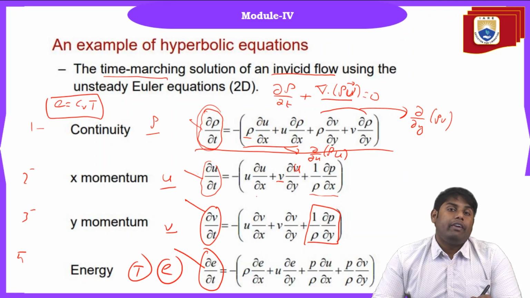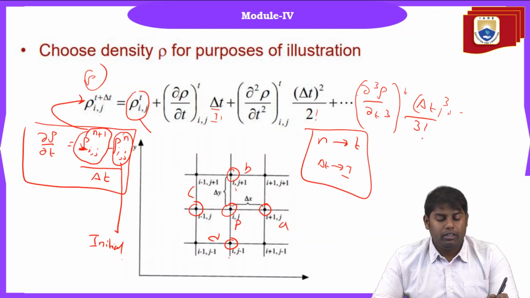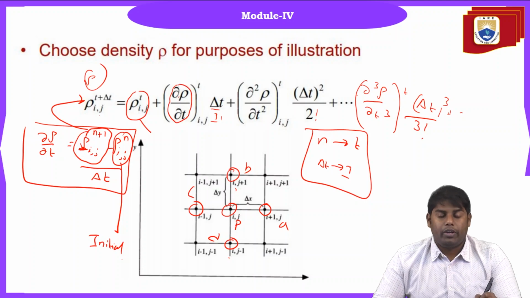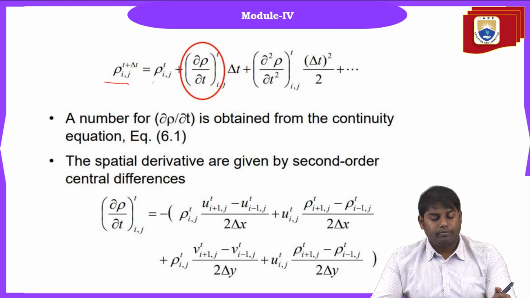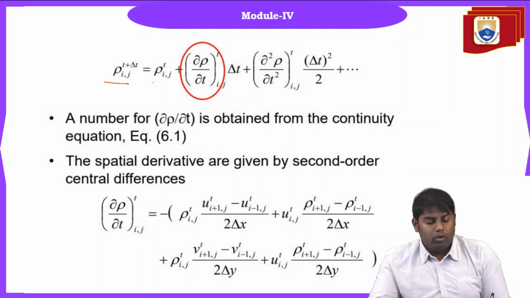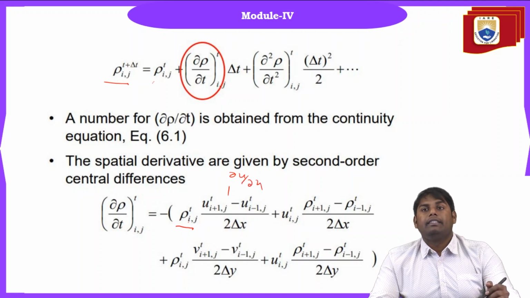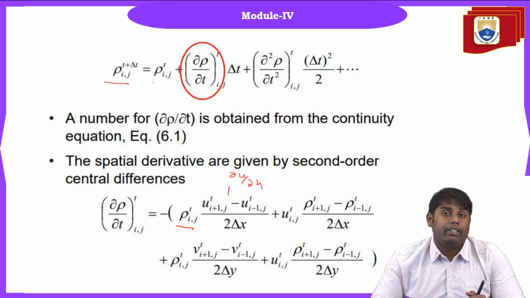So when we take the Taylor series expansion formulation, we will substitute the value into this formula. So the ∂ρ/∂t equation is equal to ρ of i, j, and we have ∂u/∂x, where we are taking the central difference formulation, which is u of i+1, j minus u of i-1, j divided by 2Δx.